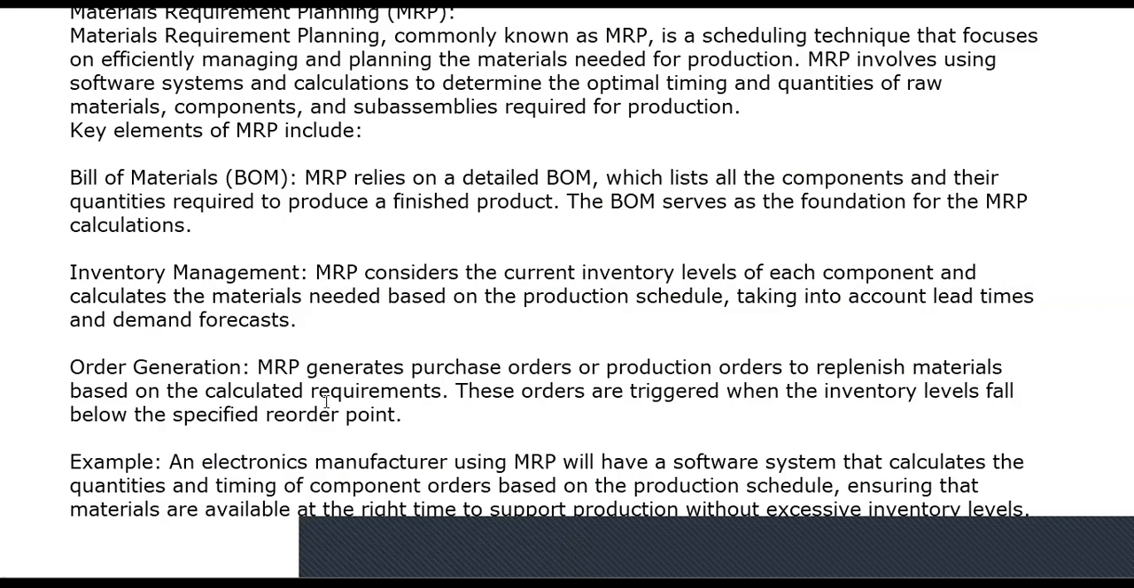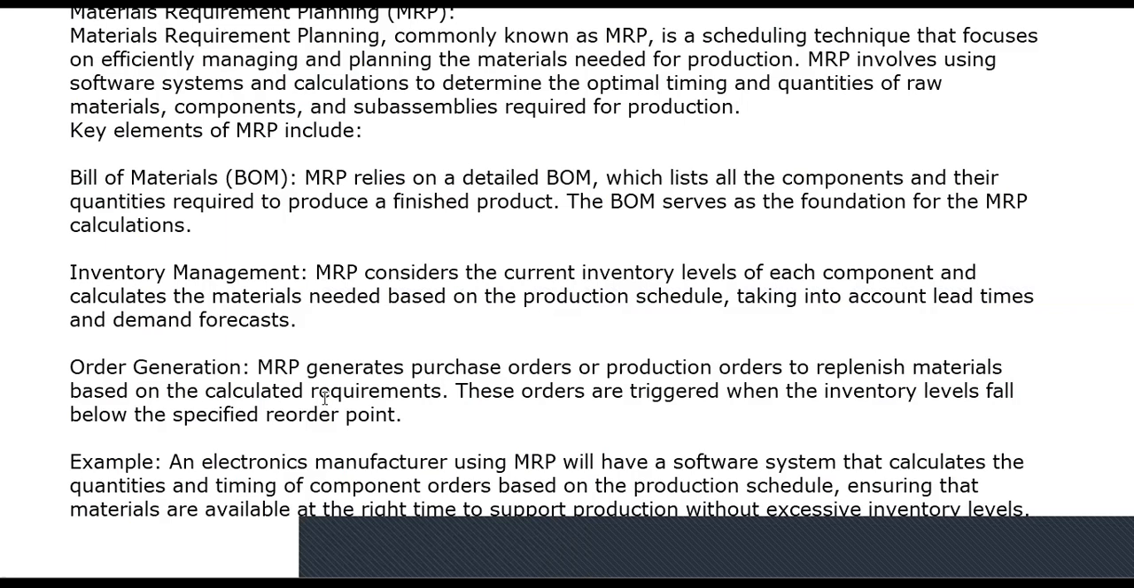Number one, we have what is called the bill of materials. MRP will rely on a detailed bill of materials which will list all the components that are required to produce a finished product. So the BOM will serve as a foundation for MRP calculation. Secondly, inventory management. MRP will consider the current inventory levels of each component and will calculate the materials needed based on the production schedule, thereby taking account of the lead times and also the demand forecast.